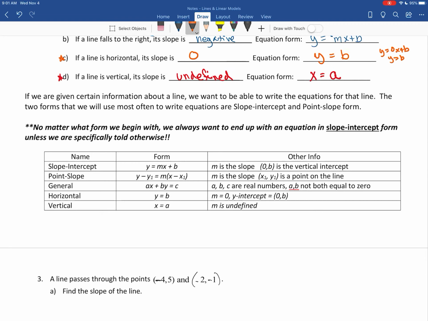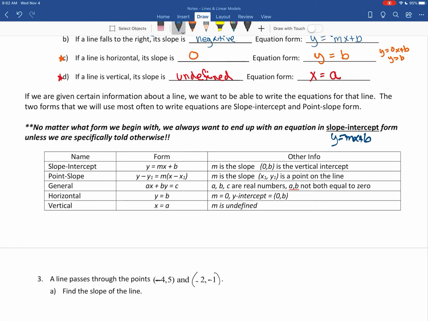We are usually given information about the line, and no matter where we start, we want to be able to write the full equation of the line. There are lots of different ways to get information to start, but we always want to end up in slope-intercept form, y equals mx plus b, unless you're specifically told otherwise. You may use other forms to get started, but that's where we always want to end up. In that form, you're given the slope m and the y-intercept 0, b.